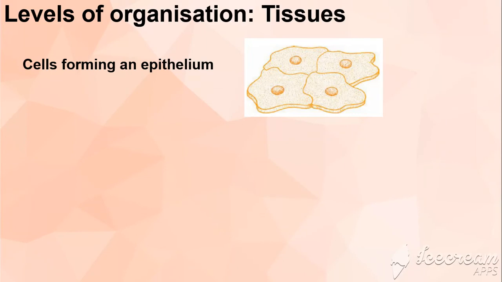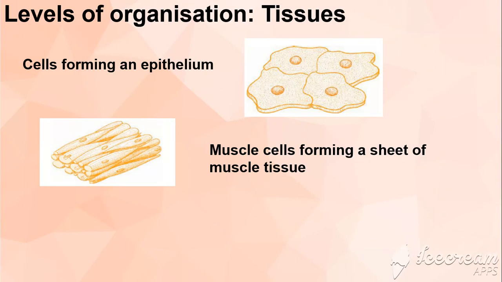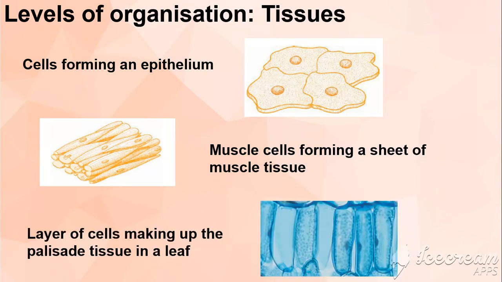Other types of tissue, for example muscle tissue, are formed from a layer of muscle cells. Palisade tissue in a leaf is another example of tissue.